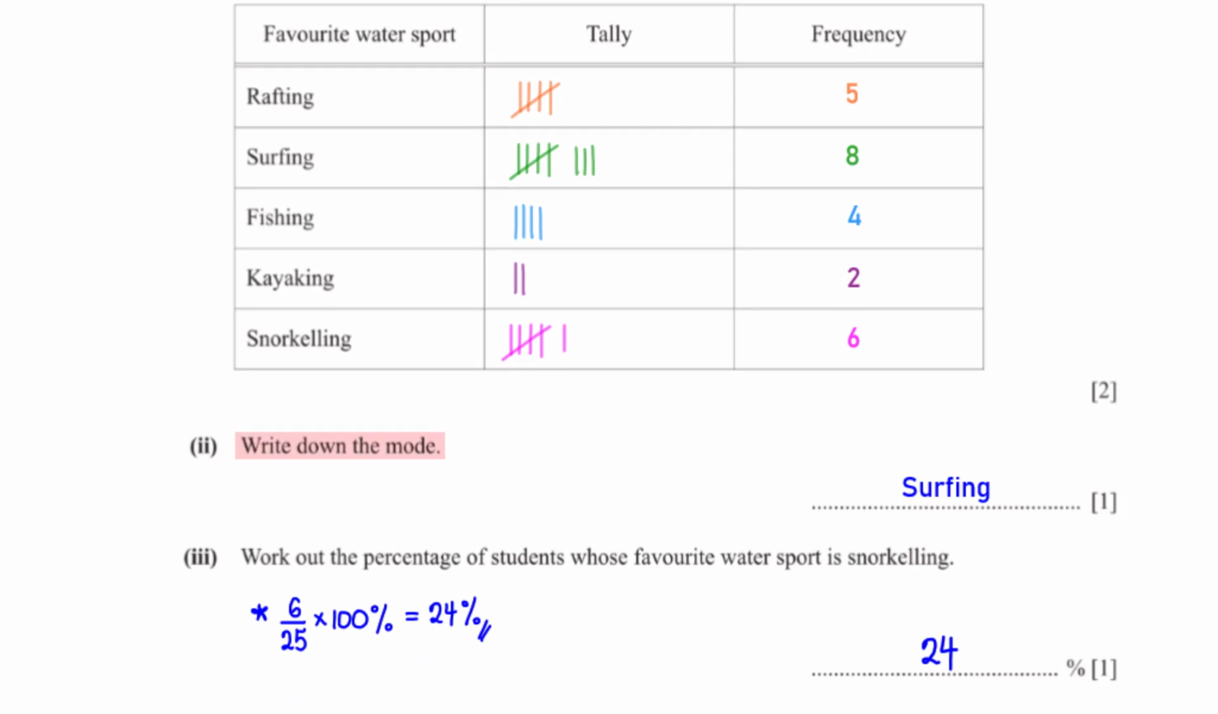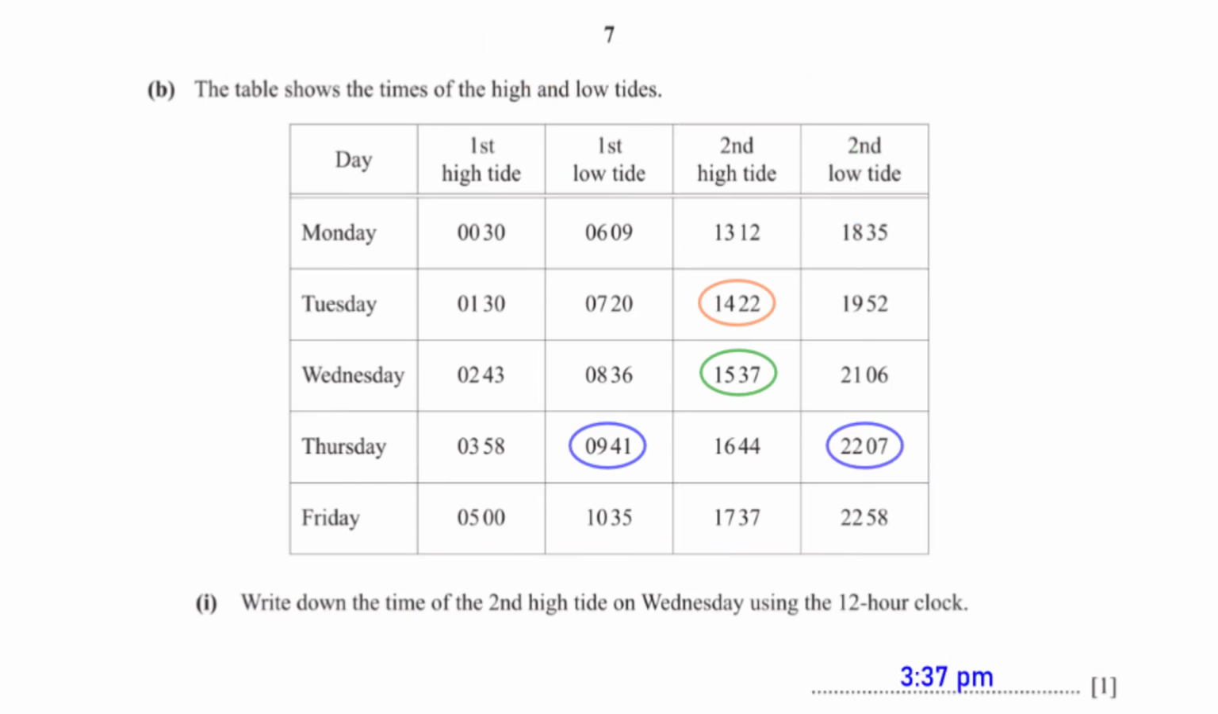Write down the mode. The mode is the category with the highest frequency. The highest frequency is 8. The category with this frequency is surfing. Work out the percentage of students whose favorite water sport is snorkeling. To get this percentage, we divide the number of students who chose snorkeling as their favorite water sport, which is 6, by the total number of students, which is 25, and multiply by 100%. This gives us 24%.